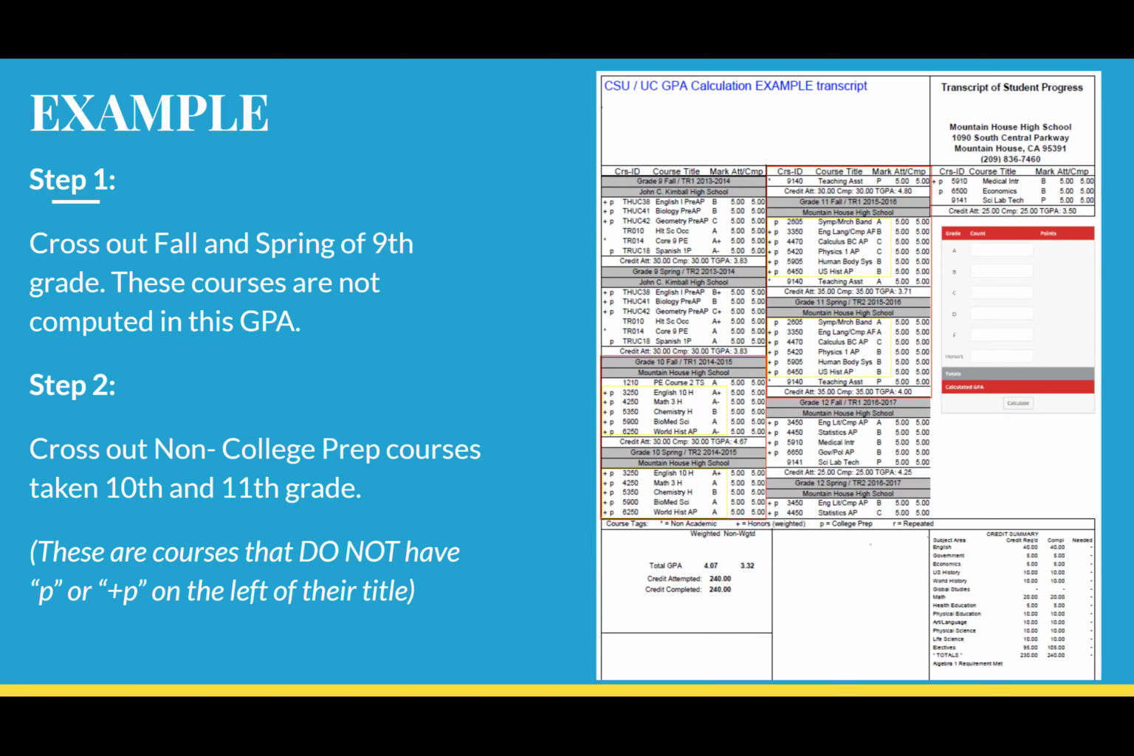Another question: do UCs count courses taken outside of Mountain House High School when determining cumulative GPA? Yeah, if it's an A through G class and you're needed for something, even though we don't articulate it, they will look at courses taken outside of the high school.